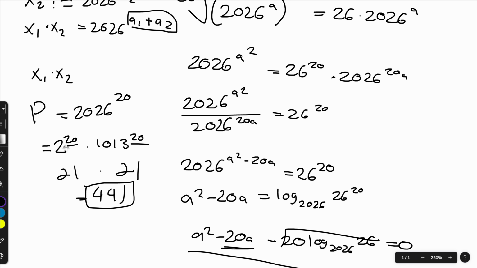So since we're including 0, there's 21, and similarly here, you could have 1013 to the 0th, you could have 1013 to the first, second, third, all the way up to 20. So again, there's 21 different options you can choose, and once you combine those, you would have constructed every single possible integer divisor. And so that's how you count it. And we get our answer 441.